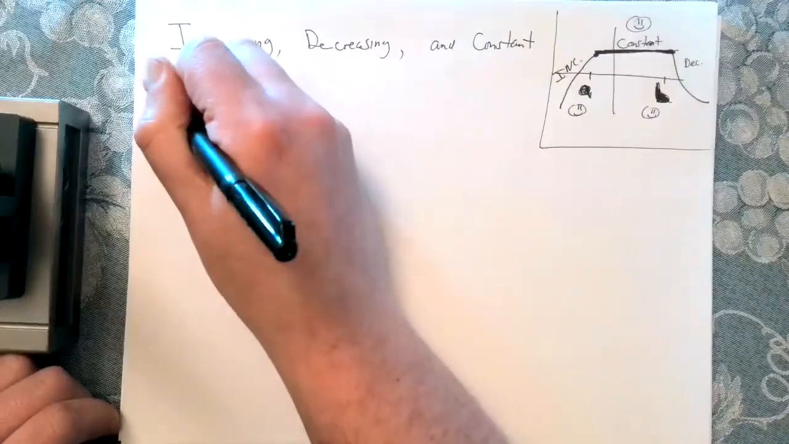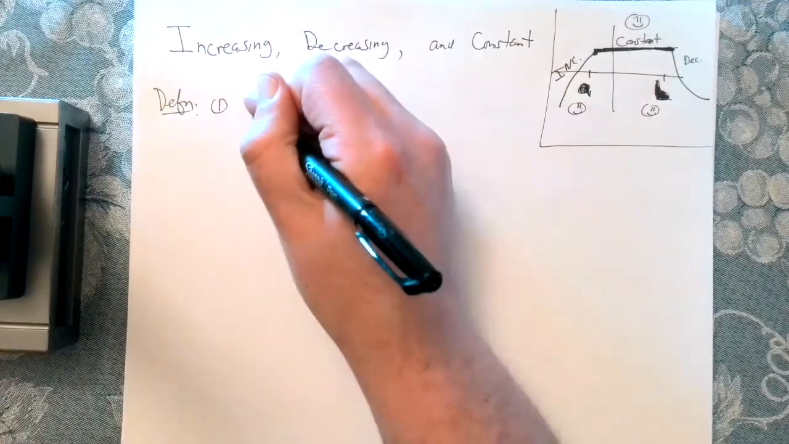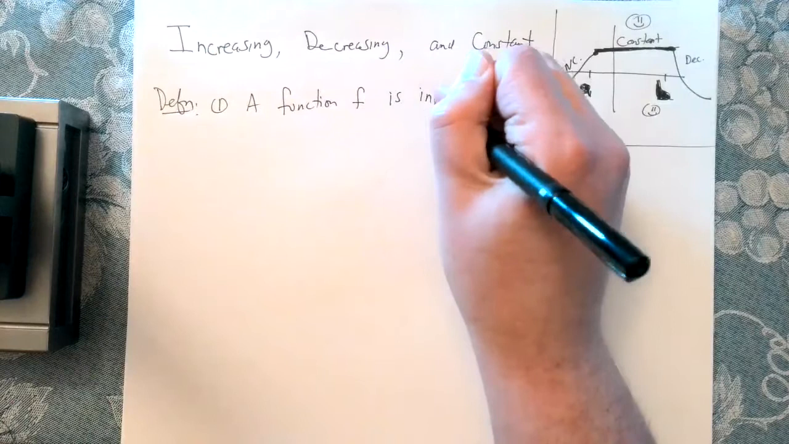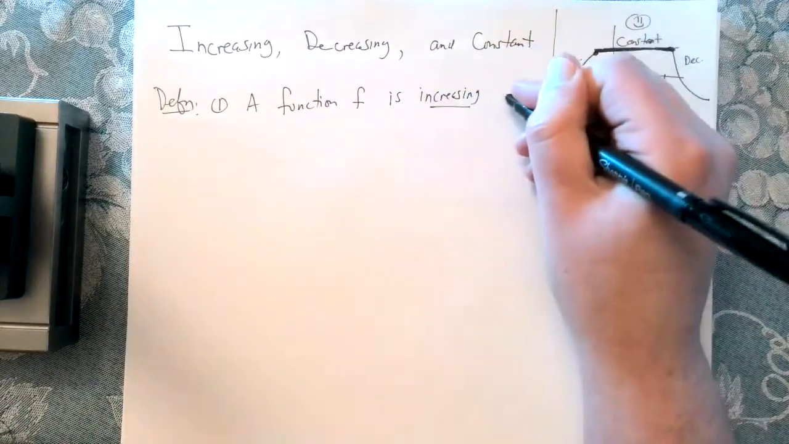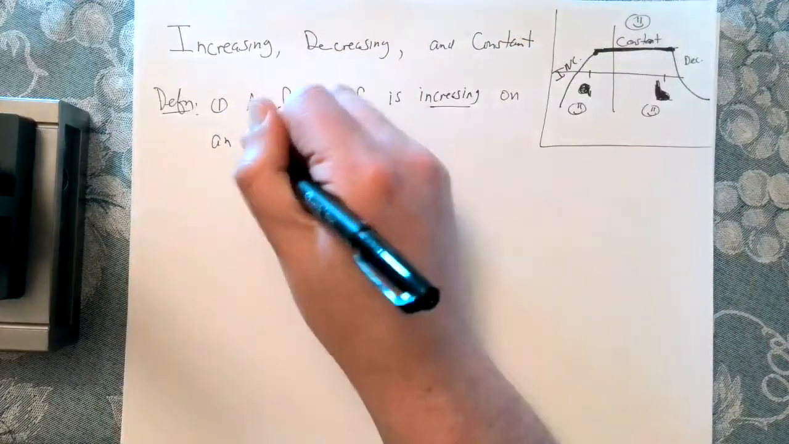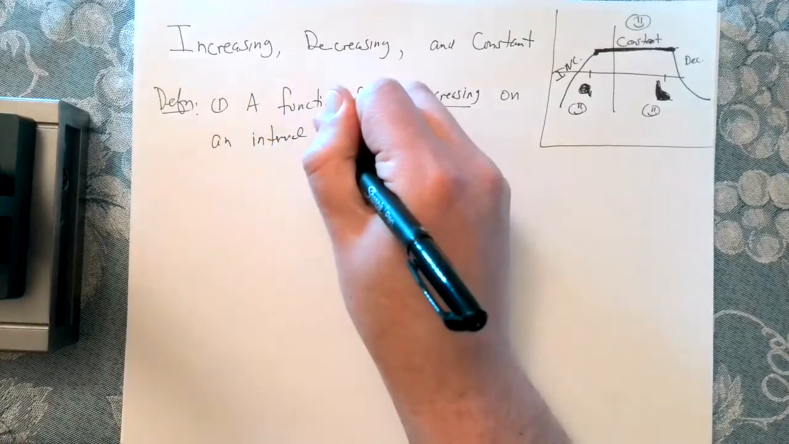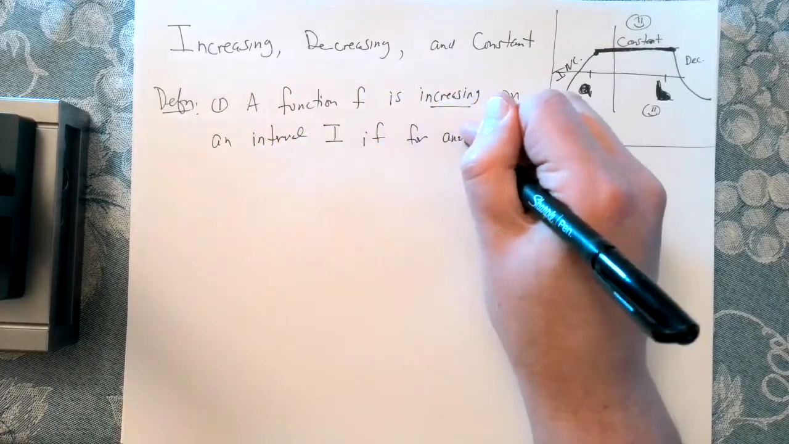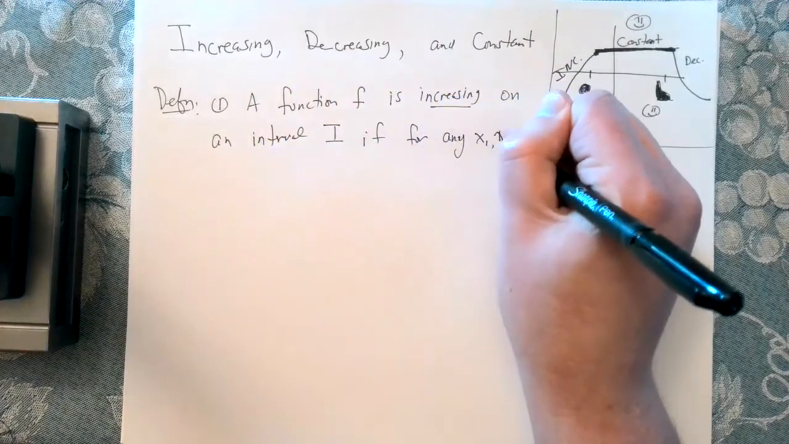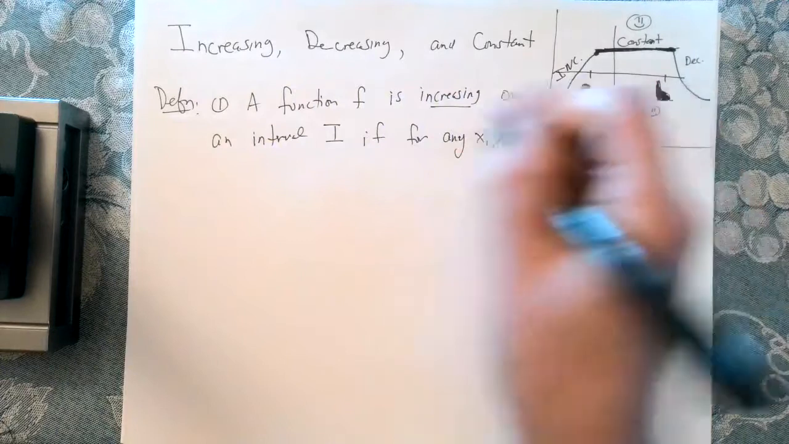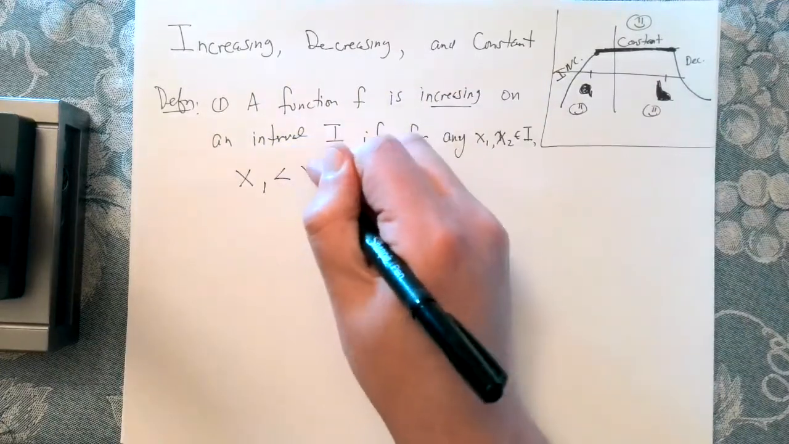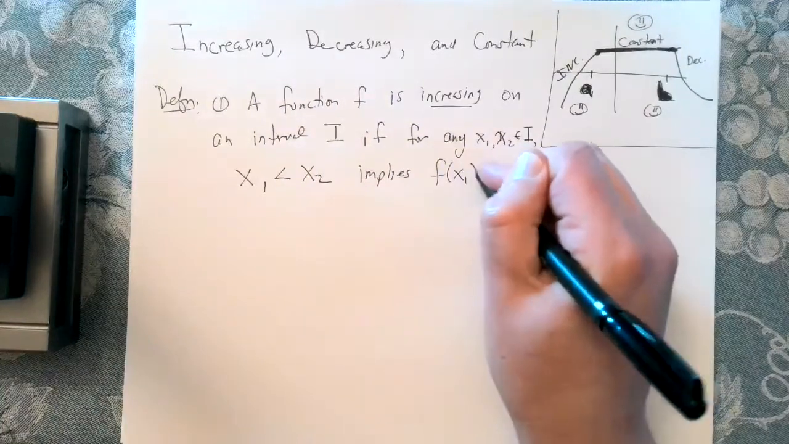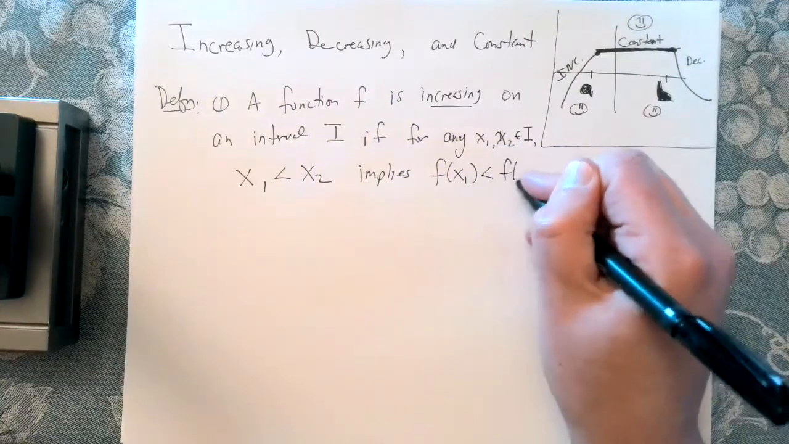Okay, so let's define this formally. So 1, a function f is increasing on an interval I if for any x1 and x2 in I, x1 strictly less than x2 implies f of x1 is less than f of x2.